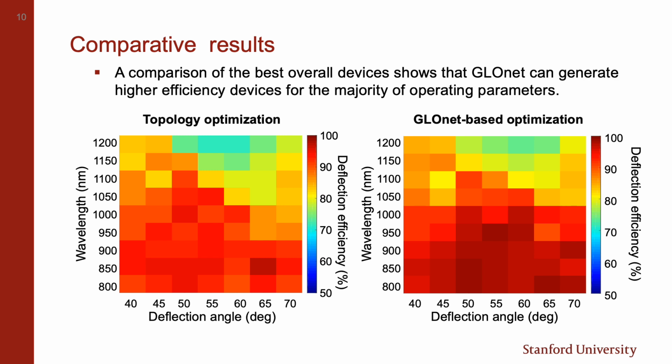Here, we show the comparison of the best overall devices for different wavelengths and angle pairs. These are efficiency heat maps for wavelengths ranging from 800 nanometers to 1200 nanometers, and deflection angles ranging from 40 degrees to 70 degrees. Statistically, 90% of devices from GloNet have efficiency higher than those from topology optimization, which verifies that GloNet is an efficient and better algorithm for inverse design.